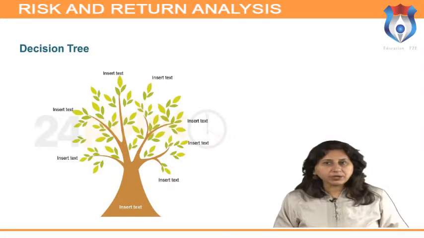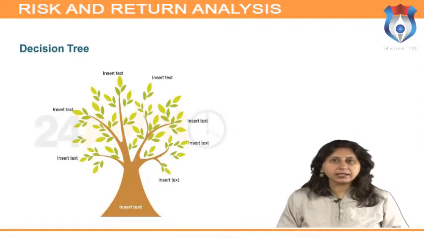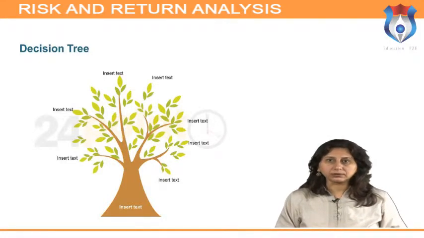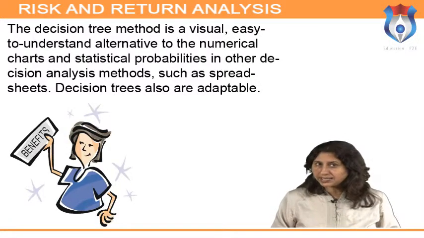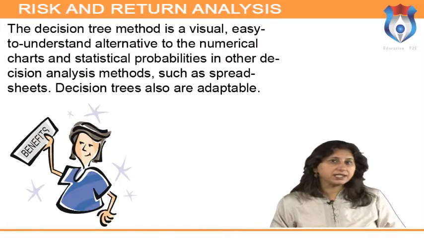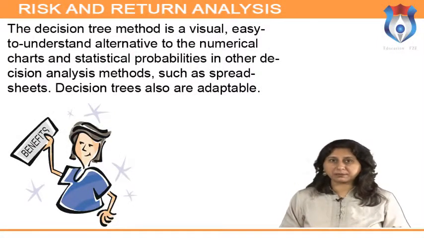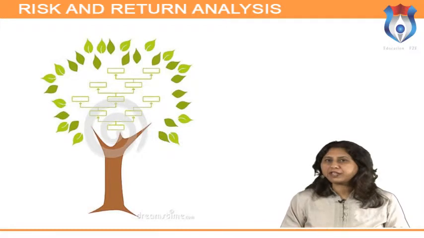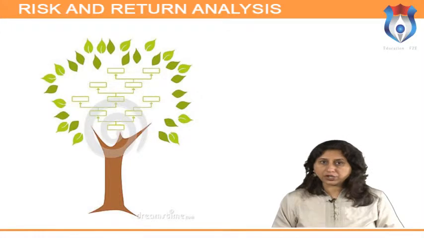Function. Decision makers can use the decision tree method in medical diagnosis, game theory, engineering, public policy analysis, business management, and more. Benefits. The decision tree method is a visual, easy to understand alternative to the numerical charts and statistical probabilities in other decision analysis methods such as spreadsheets. Decision trees also are adaptable. Considerations. Every decision involves a level of uncertainty. An investment in new technology may not yield the hoped for benefits.